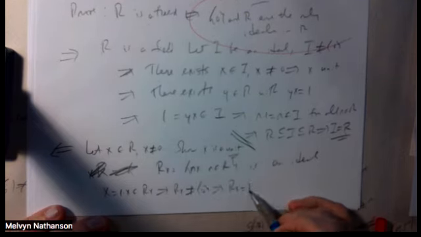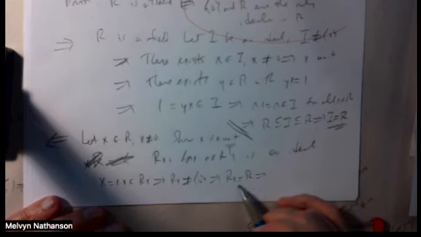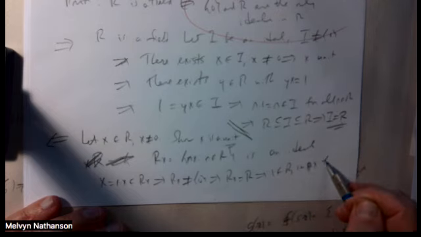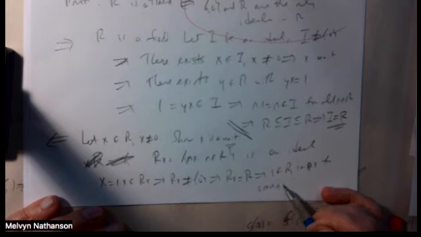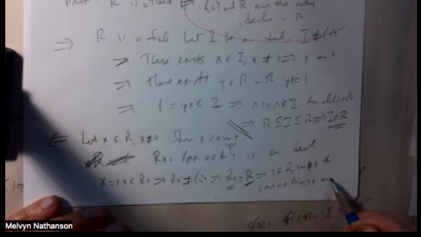So Rx has to be the whole ring, which means 1 is in Rx, so 1 equals r times x for some r in the ring. 1 is in here, so 1 is a multiple of x, which means exactly x is a unit.